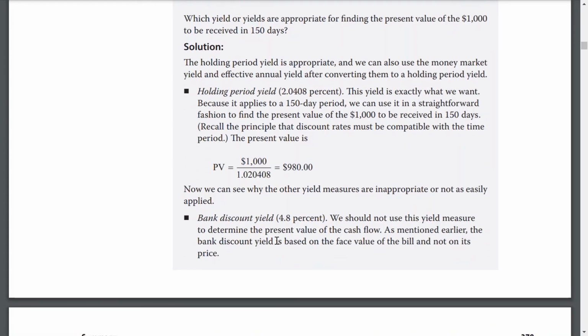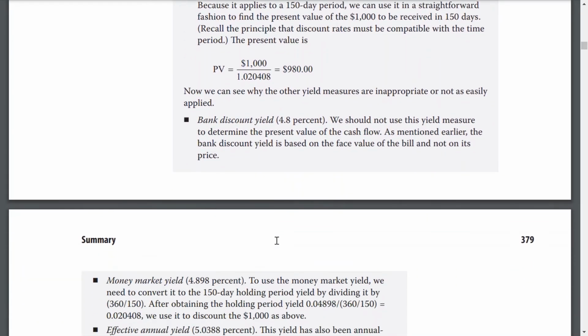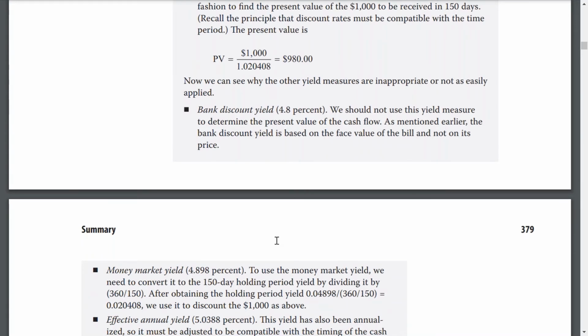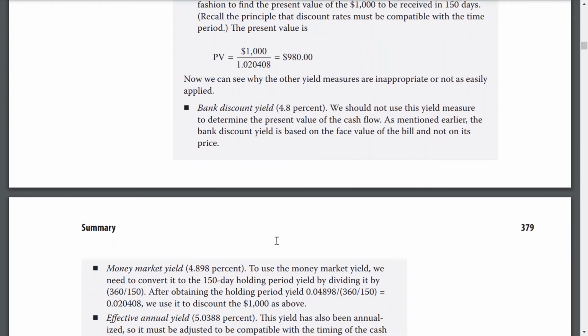Bank discount yield of 4.8%. We should not use this yield to determine the present value of the cash flows. As mentioned earlier, the bank discount yield is based on the face value of the bill and not on its price. Money market yield of 4.898%.